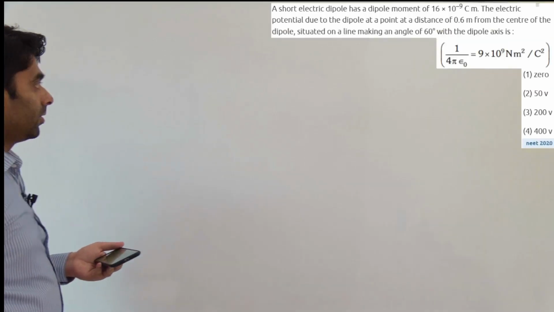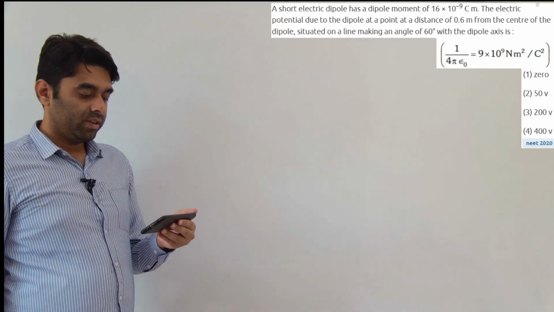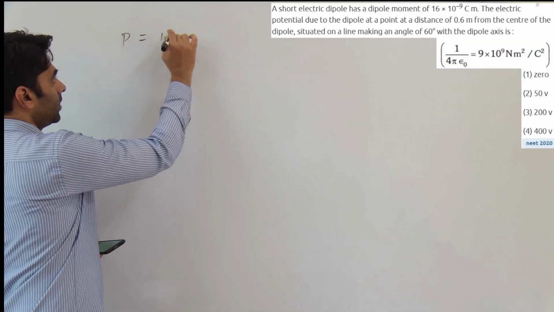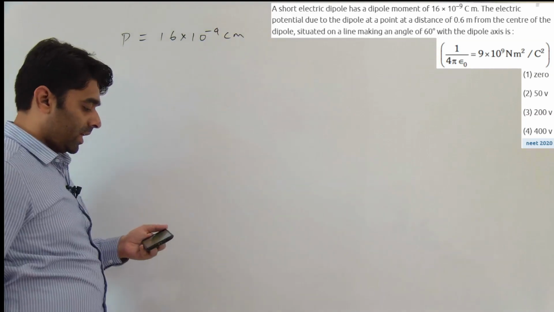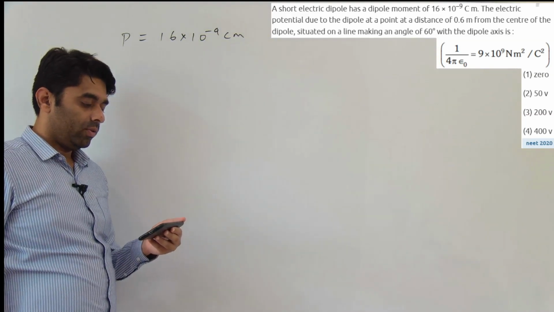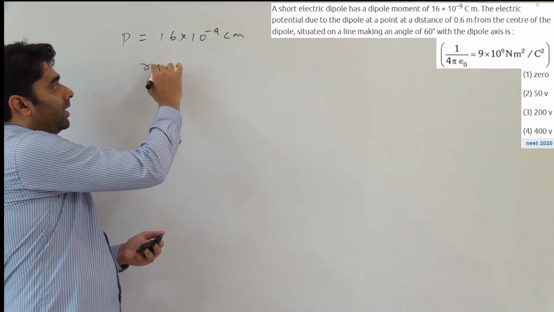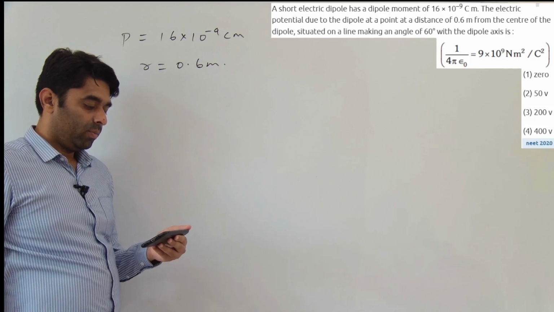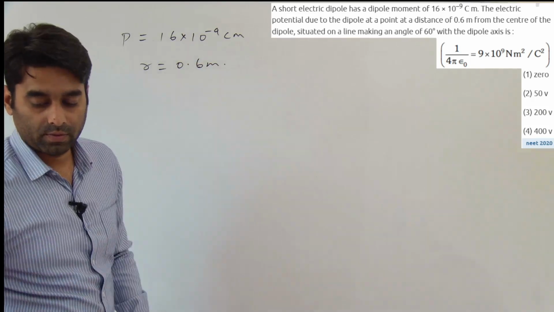Yeah. We have a question. A short electric dipole has a dipole moment of 16 into 10 power minus 9 coulomb meter. Dipole moment P is given to us. Next it says the electric potential due to the dipole at a point at a distance 0.6 meter, some R is given, 0.6 meter, from the center of the dipole situated on a line making an angle 60 degree with the dipole axis is, fine.